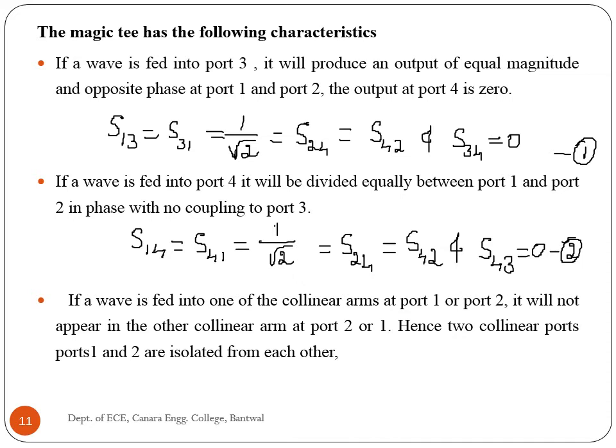If a wave is fed into one of the collinear arms at port 1 or port 2, it will not appear in the other collinear arm at port 2 or 1. Hence, the two collinear ports 1 and 2 are isolated from each other. Therefore, S12 is equal to S21 is equal to 0.